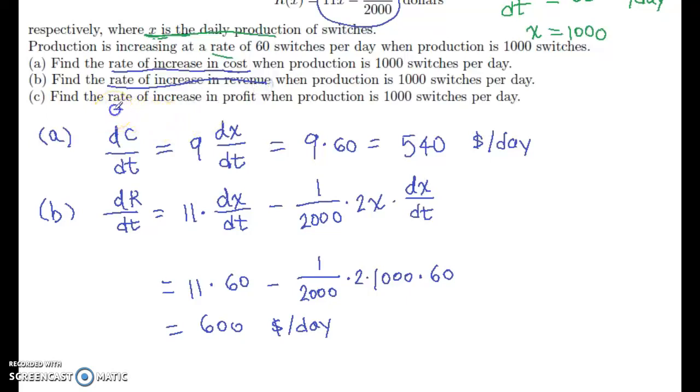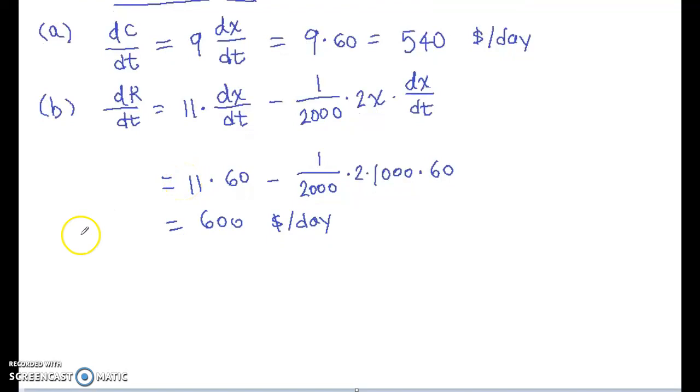Now what is the rate of increase of the profit? So what is a profit? We write down the relationship. Profit equals the revenue, how much you take in, subtract how much it costs you.